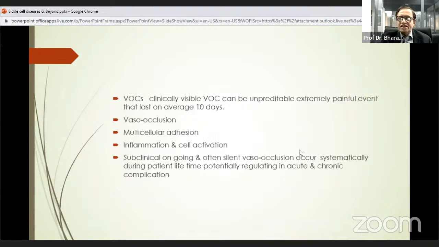So VOC is clinically visible, and it can be unpredictable and extremely painful, lasting on average 10 days. Vaso-occlusion, multicellular adhesion, inflammation and cell activation, and subclinical, ongoing and often silent vaso-occlusion occur systemically during a patient's lifetime, potentially resulting in acute and chronic complications.